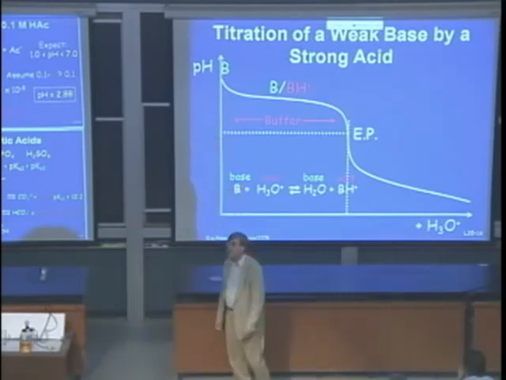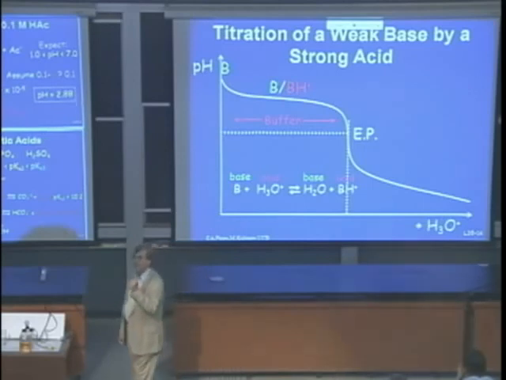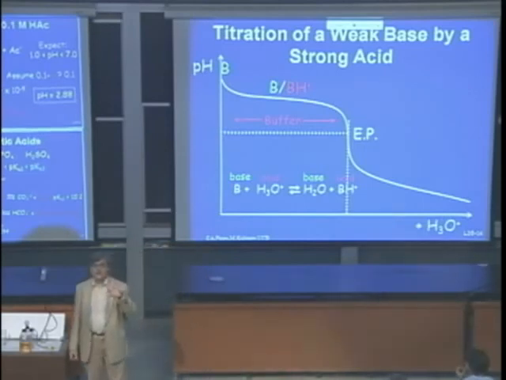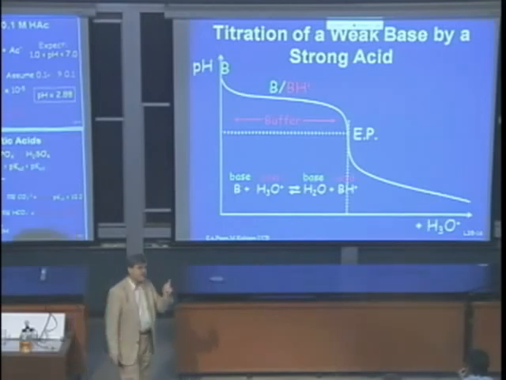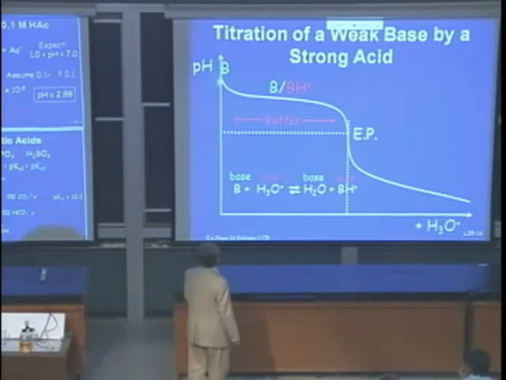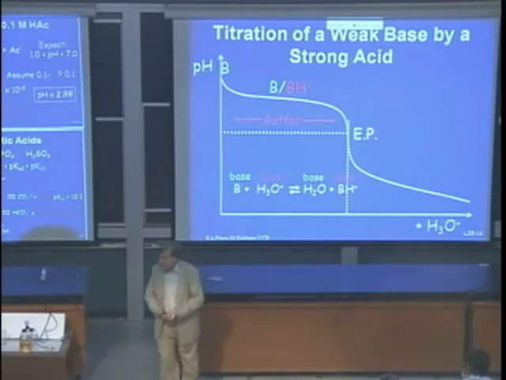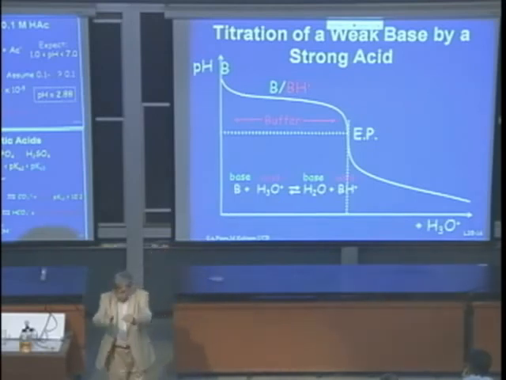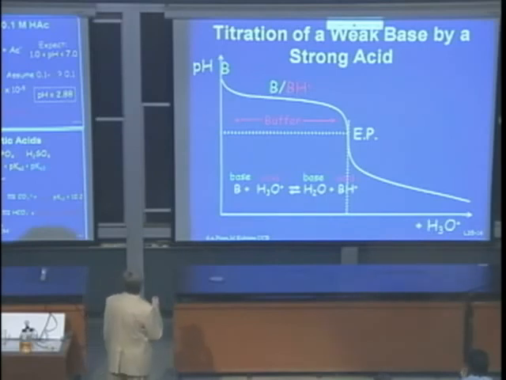Which one will be higher in pH, sodium hydroxide or ammonia, if you have the same concentration? Sodium hydroxide, exactly, because you make less OH for the weak base. So that will be a lower pH, with less OH minus ion. Okay, there are these regions here.